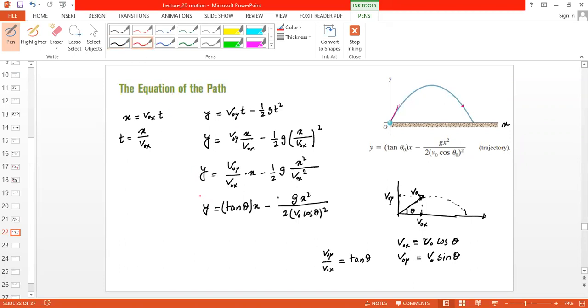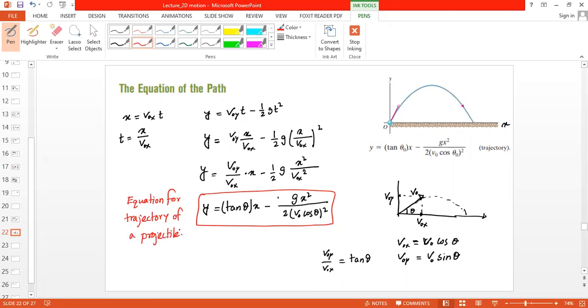So basically, this is the trajectory. This is the equation for the trajectory of a projectile.